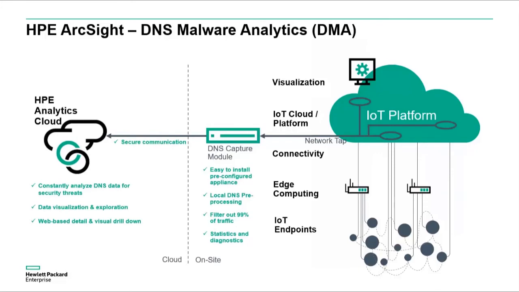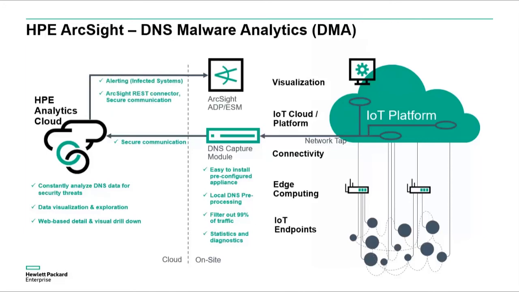In general, the DNS capture module is able to pre-process the DNS data so that on average only 1% of that data needs to be sent to the DMA cloud for further machine analysis, which is working 24/7 and is based on the HPE Vertica Big Data Analytics platform. If DMA finds infected hosts, it can report them back immediately to ArcSight ESM via a REST connector and a secure TLS channel. Now, if we were to have infected IoT components and through the described analytics and operations entities working hand in hand, we get immediately alerted.